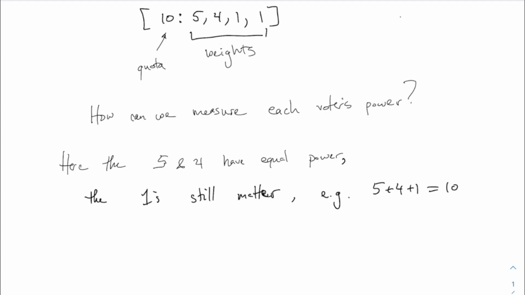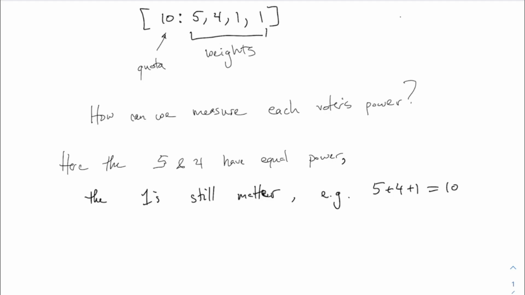Yes? Shouldn't the 1 have just as much power as the 5 and the 4 to make it to 10? Or no, because it's a smaller number? This is a good question. Maybe the 1 also has just as much power. I would say there is a difference because, for example, and this may be a source of some confusion as we go forward.